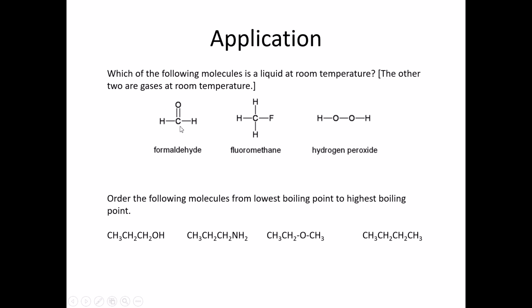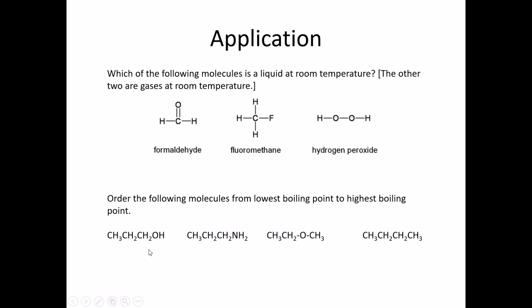is a polar molecule but cannot hydrogen bond, so we would say it has dipole-dipole forces. Fluoromethane, also a polar molecule because of the carbon-fluorine bond, but it cannot hydrogen bond, so again dipole-dipole forces. But then hydrogen peroxide, as we saw in the previous video, can form hydrogen bonds. So these intermolecular forces for the hydrogen peroxide are going to be stronger, allowing it to stay liquid at higher temperatures compared to the other two. So hydrogen peroxide would be the liquid at room temperature.